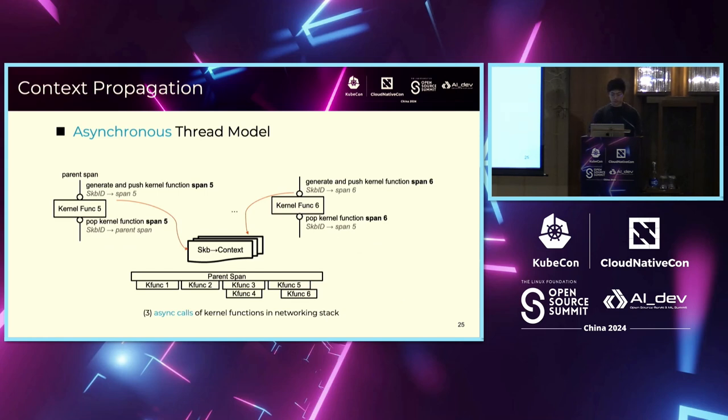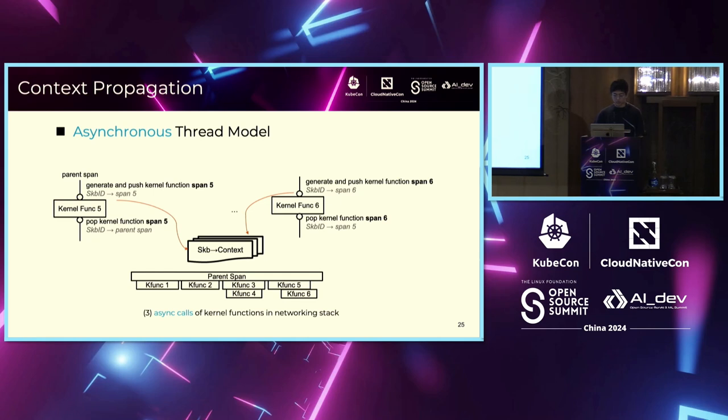For the asynchronous thread model, in the Linux kernel there are many kernel threads, and these threads might not belong to any application processes. So tracking their interactions is not easy. However, we can use the specific features of different Linux subsystems to find solutions. For instance, in the network subsystem, the SKB is a special structure that carries network packets. So we can use the SKB to carry context information as well.